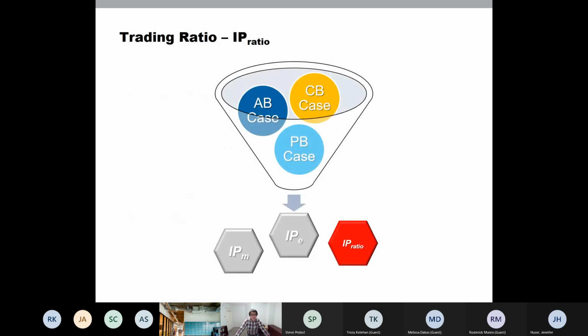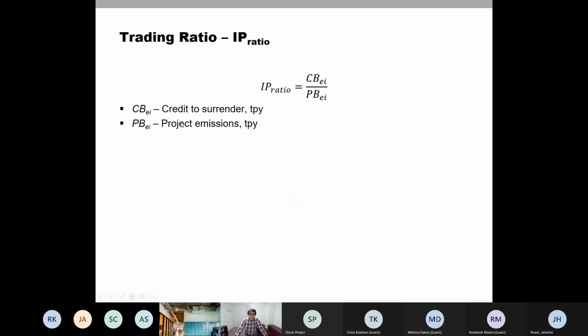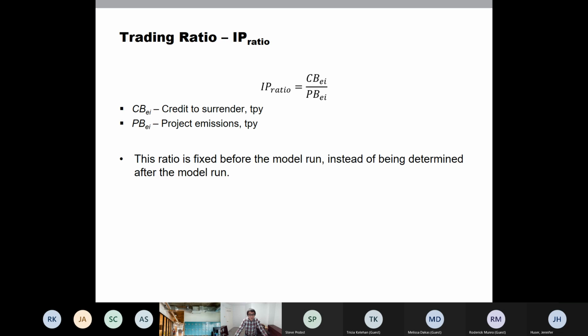The last metric we are looking at here is the ratio. The ratio is the credit surrender divided by project emissions. So it's not necessarily a one-to-one retirement. Like if you buy 1 ton of NOx, what is the equivalent project emission you can build? The ratio has to be fixed before the model run, instead of being determined after the model run.